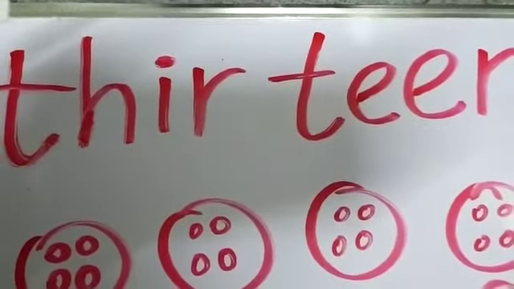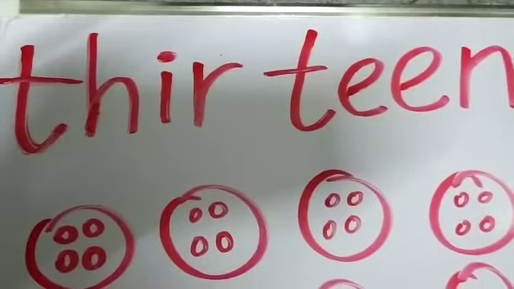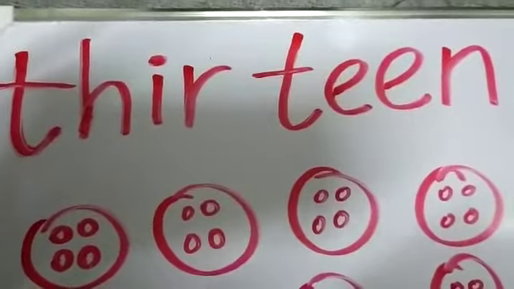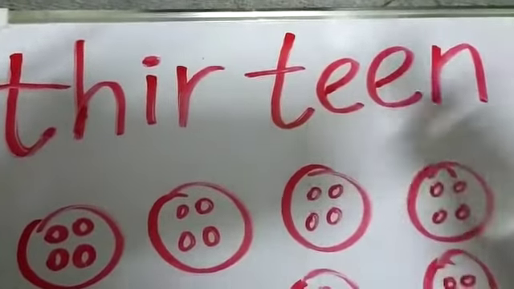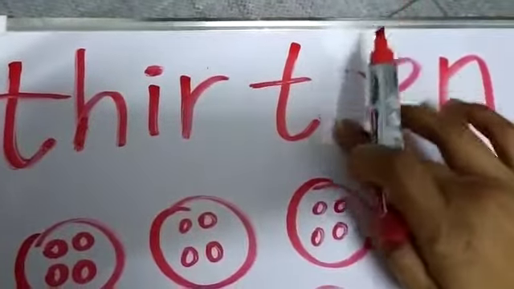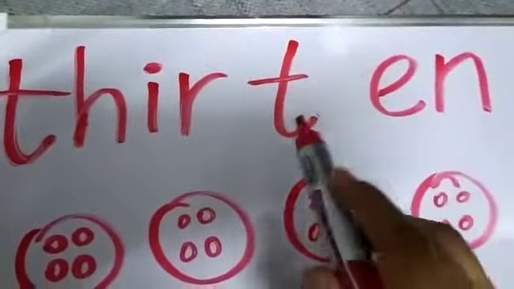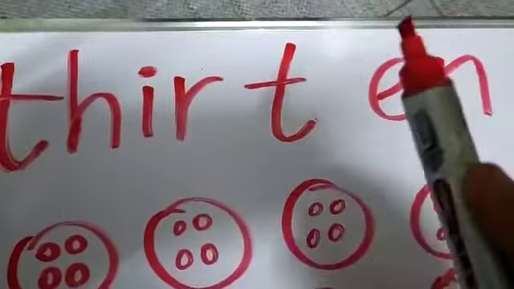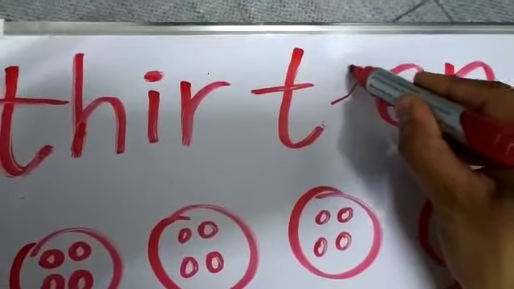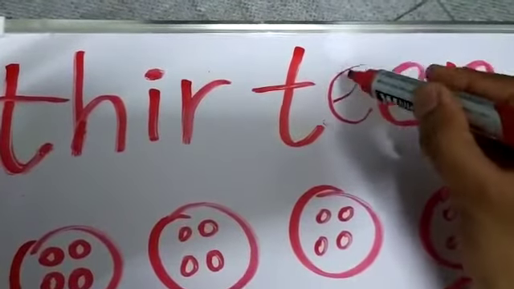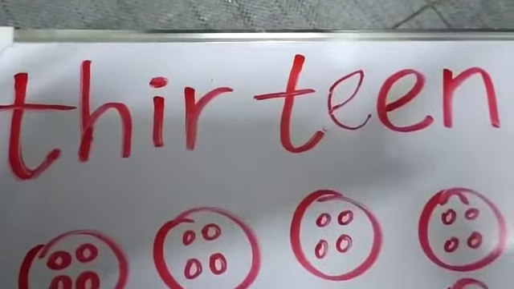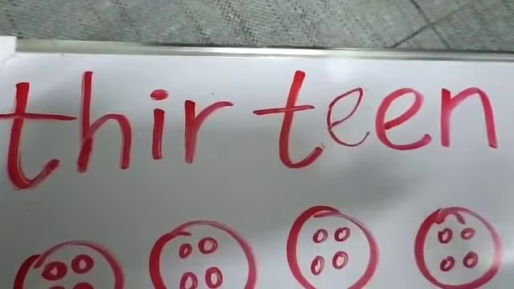T-H-I-R, thir, T-E-E-N, teen. It gives long sound, teen. Here is no one E. If here is one E, what we can read it? T-E-N, ten. But here is two times E. How many times E? Two times E. Here is two times E. So how we read it? 13.